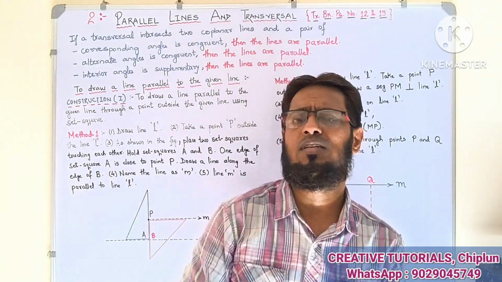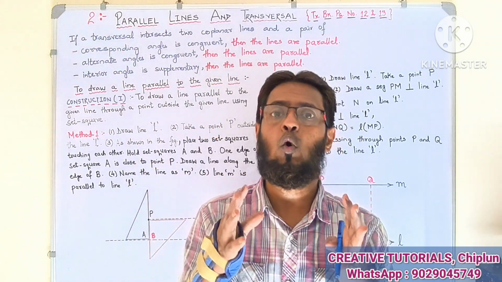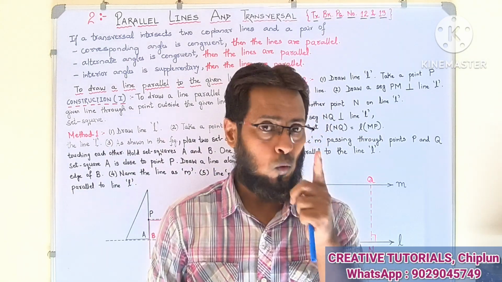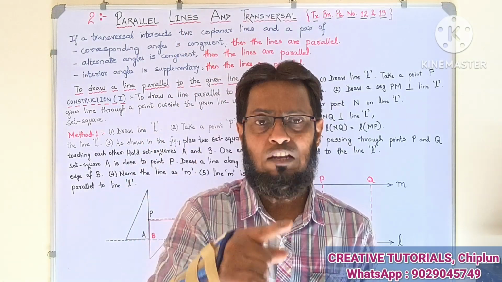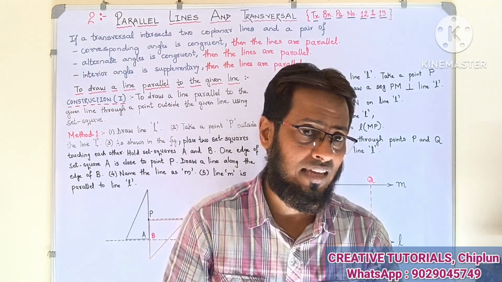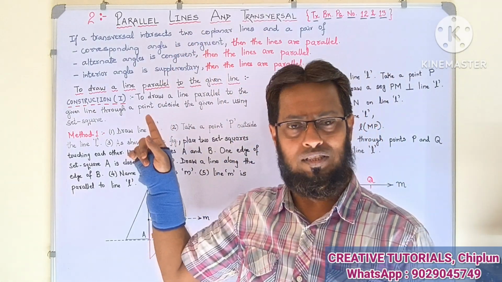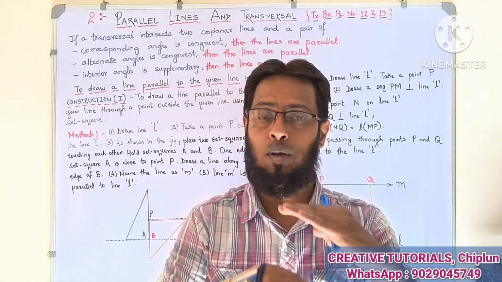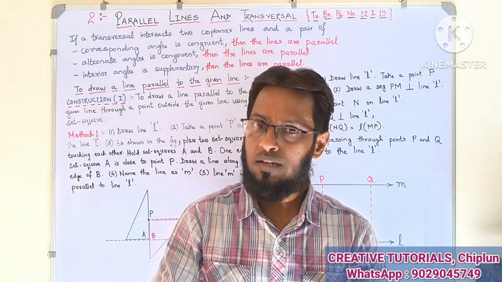In other words, if somebody gives you two coplanar lines and asks whether these two lines are parallel or not, what we need to do is take one transversal with these two coplanar lines and check what pairs of angles are formed: corresponding angles, alternate angles, interior angles. Then apply these properties. If any one property holds, that means those two coplanar lines are parallel. This is what we had studied till now.